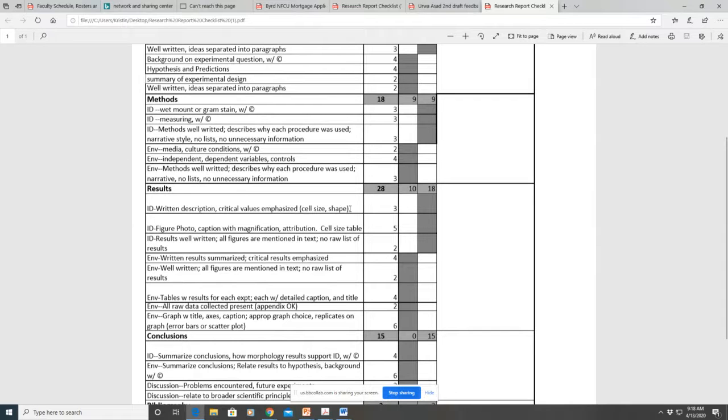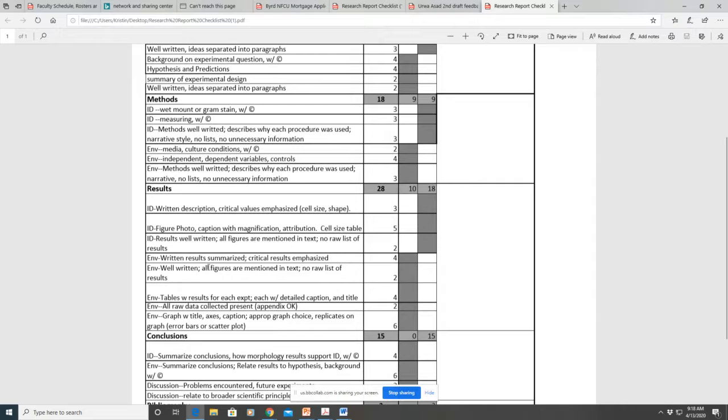If there's a color or a gram stain, you can use that as well. Then 5 points goes to just having the image of your organism and then a caption that tells me magnification and about your picture. All right, so make sure you're doing that. Some of you are still missing this part right here.